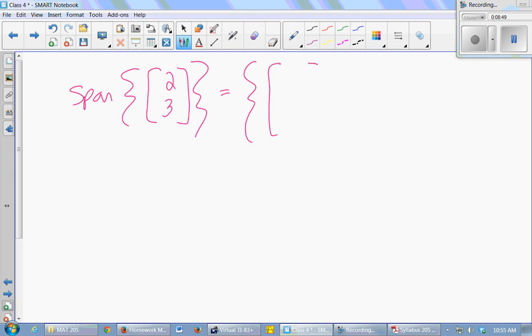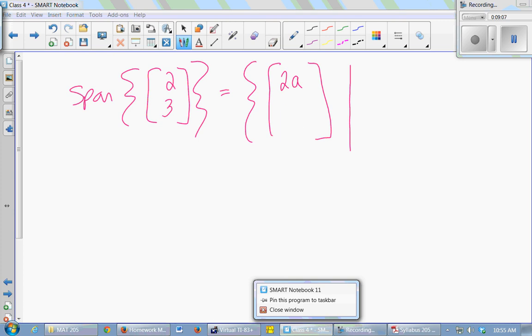all these vectors would look like what? All the vectors in this set. Yeah. They're all going to be the same multiple of 2, 3. Just take some multiple of the vector. So you can multiply the vectors in your span by any scalar, and we're just going to call that scalar A. And when you multiply by a scalar, you multiply every entry, and A is some real number.